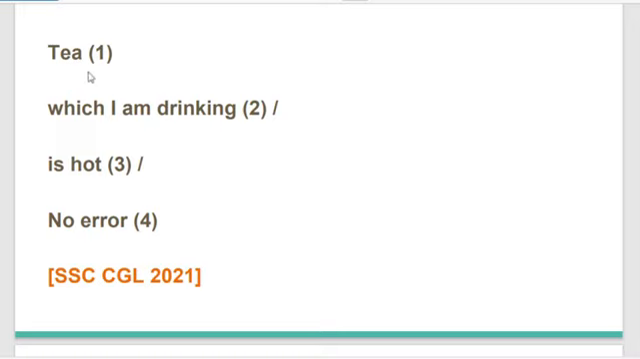The error is lying in part 1. Why? Because we are specifying something. We are specifying a noun. It can be the name of any food, name of any place, name of any person, name of anything. But we are actually specifying it, that the tea that I am having is hot. So definitely according to the rules of article, we have to put the definite article "the" before tea. The tea which I am drinking is hot. I hope the question is clear.